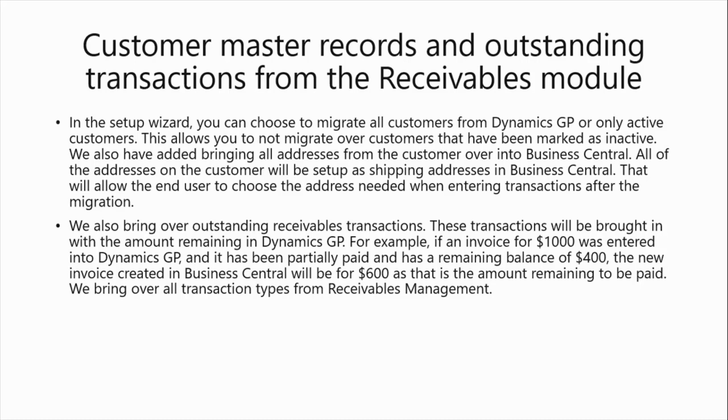It'll also bring over outstanding receivables transactions. The way that it does this is by listing the amount remaining in Dynamics GP for any unfulfilled or incomplete invoice. So for example, if you have an invoice for $1,000 and you've already been paid $400, it'll generate a new invoice for $600, which is the remaining balance.